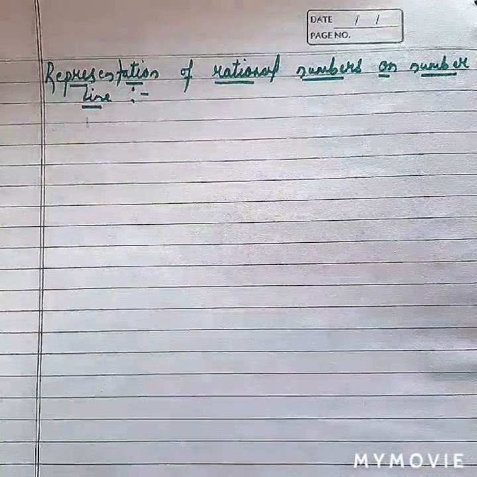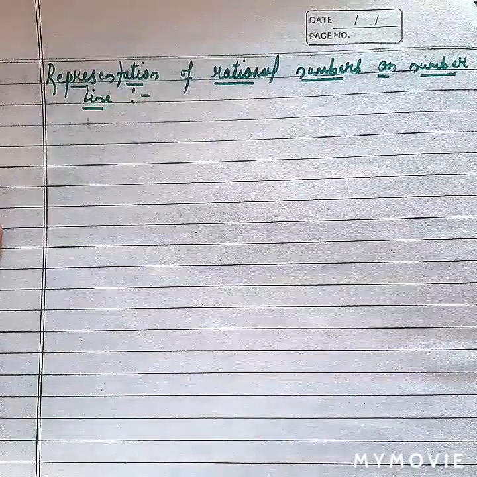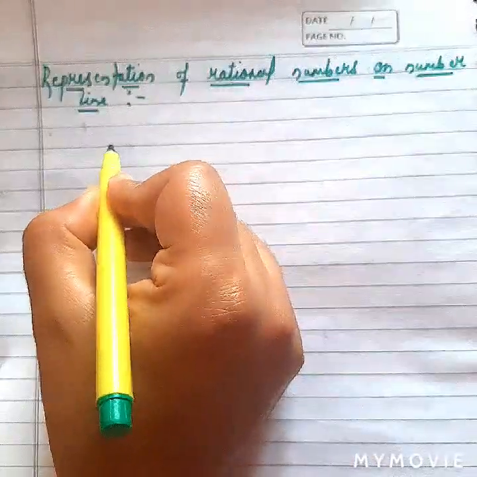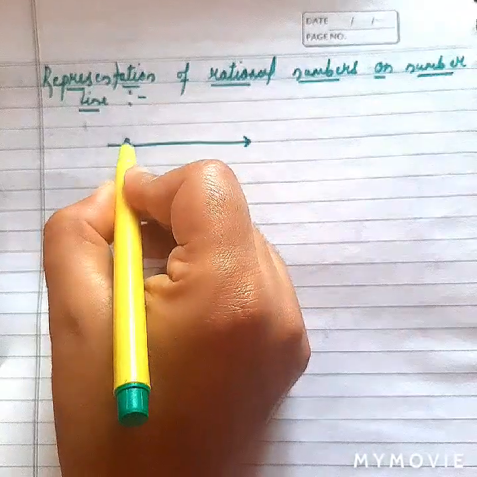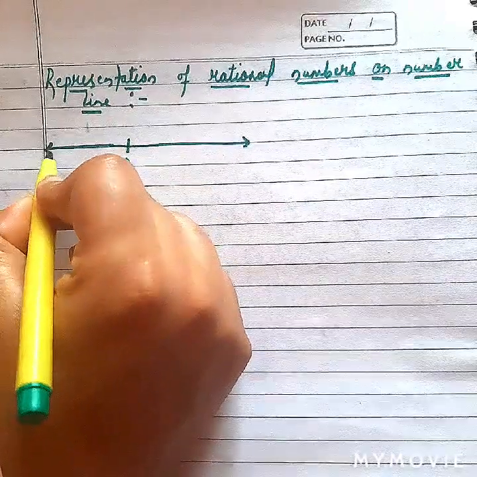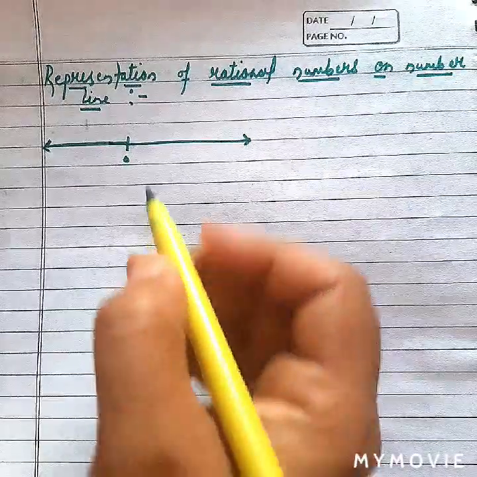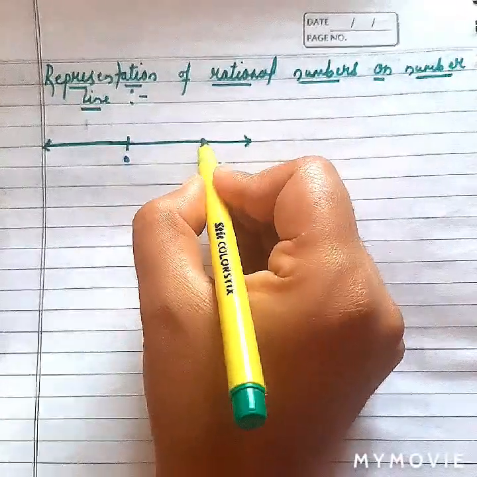Here in this video we will learn how to represent a rational number on a number line. First of all, we will draw a number line. For instance, let us say this is a number line and this is 0. This will also extend towards negative values of numbers. And for instance, I'm going to write 1 over here.